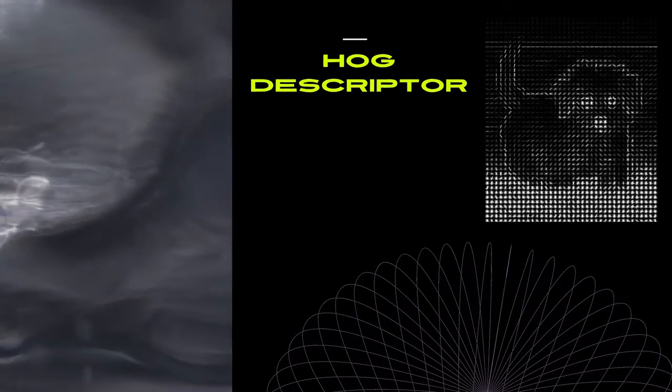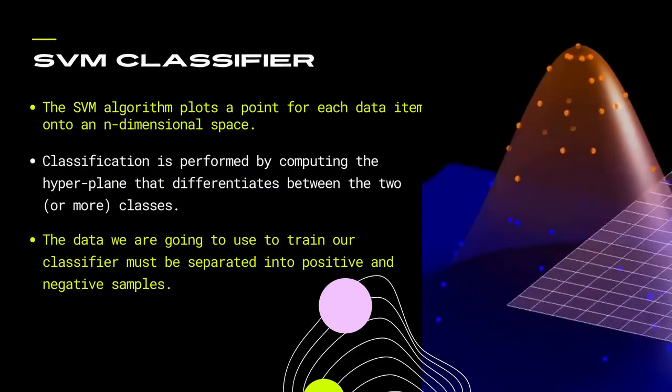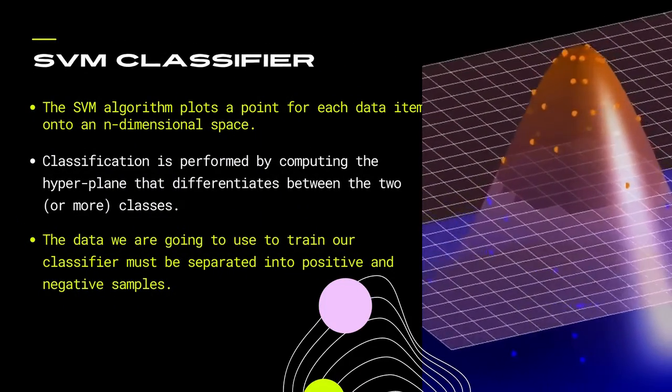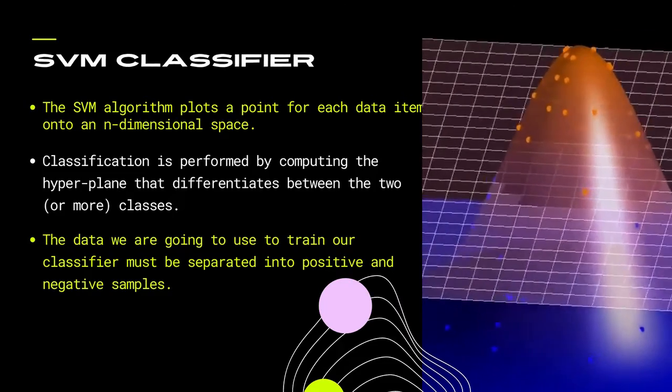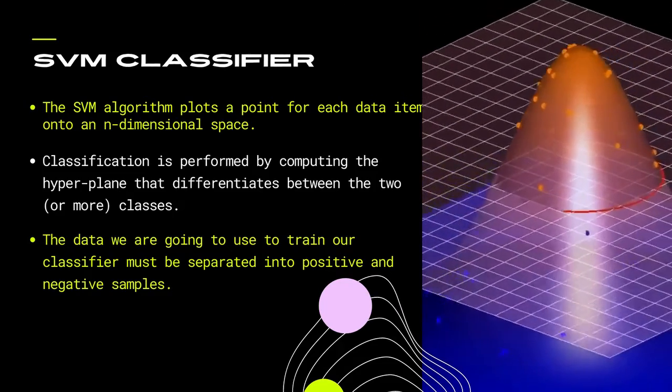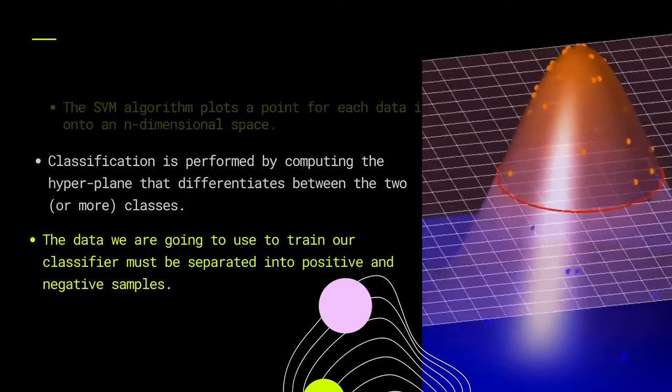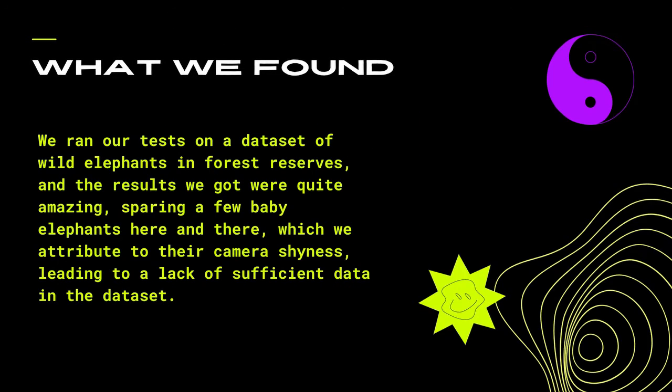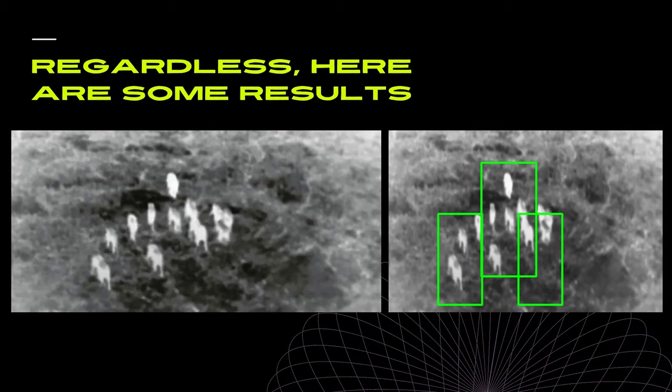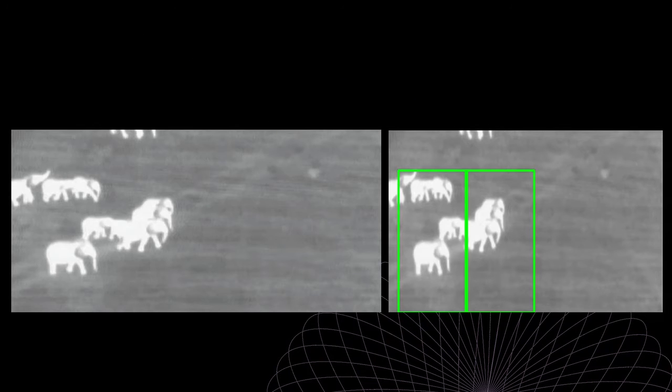An SVM classifier is a very popular supervised machine learning technique based on the idea of finding a hyperplane that best divides a dataset into two classes. Using this, we spotted a few elephants here and there, as well as several herds. We ran our tests on a dataset consisting of wild elephants in forest reserves, and the results are amazing. Here you can see some cool results.